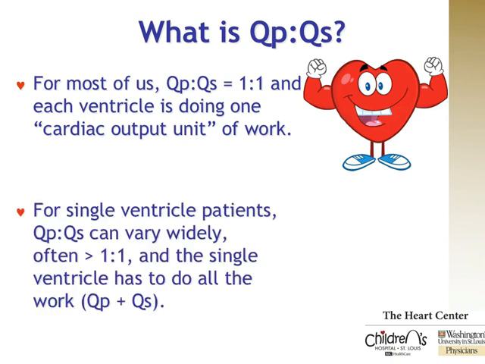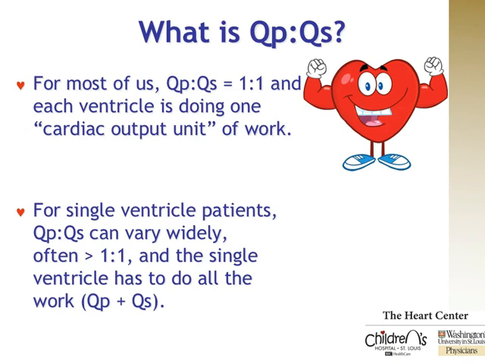By comparison, for patients with single ventricles, QP/QS ratio can vary widely depending on a number of factors. How easy is it to get blood out to the lungs? Is there physical obstruction? Are there issues with resistance? And in many cases, the QP/QS ratio is greater than 1, particularly in the preoperative period, but sometimes even early postoperatively. And it's important to remember that that single ventricle has to do all of that work.